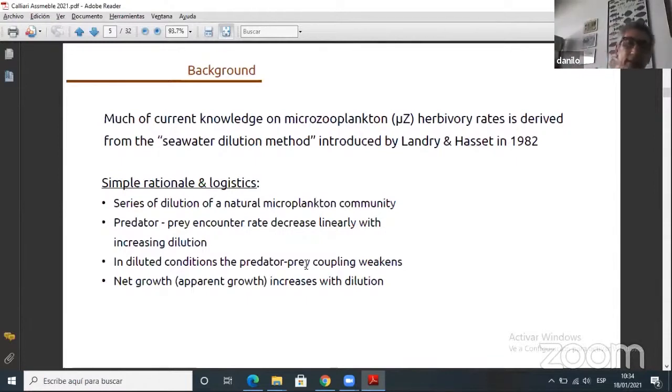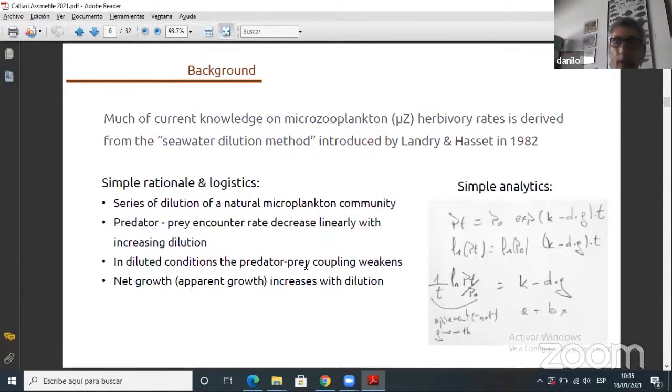The key point here is that as we dilute the sample, the encounter rate between predators and prey decreases linearly with the increasing dilution. And so the effect of this dilution is that it weakens the tight coupling that normally exists between the microzooplankton predators and their prey. That allows for an increase in the population growth rate of the phytoplankton prey.